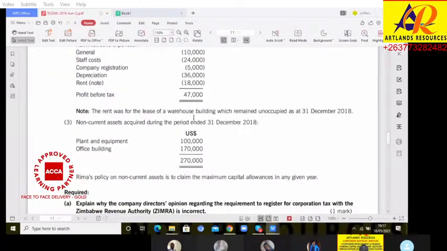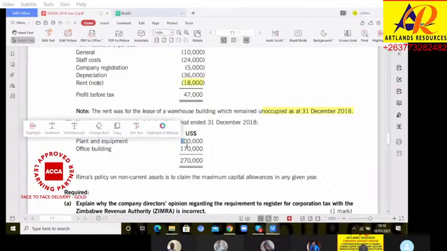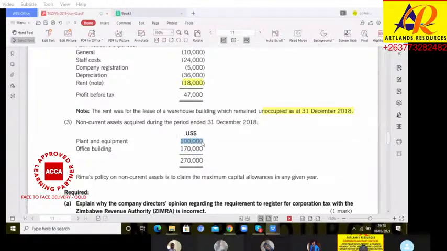And then the rent. Now they are saying it was for lease of a warehouse building, which remained unoccupied as at 31 December 2018. Rent for an empty shop is a prohibited deduction. Non-current assets acquired were plant, equipment and an office building, meaning on this one you claim wear and tear 2.5%, this you claim here. Rima's policy on non-current assets is to claim maximum capital allowances possible in any given year.